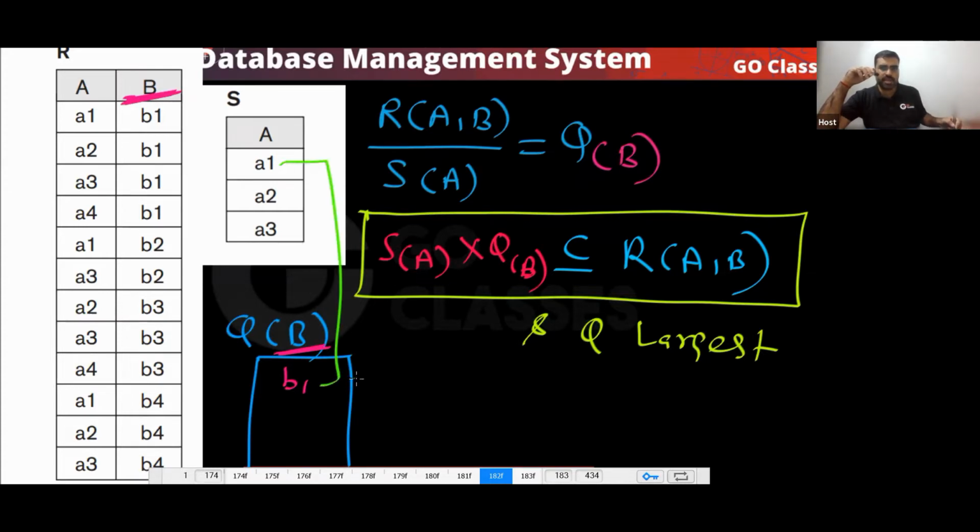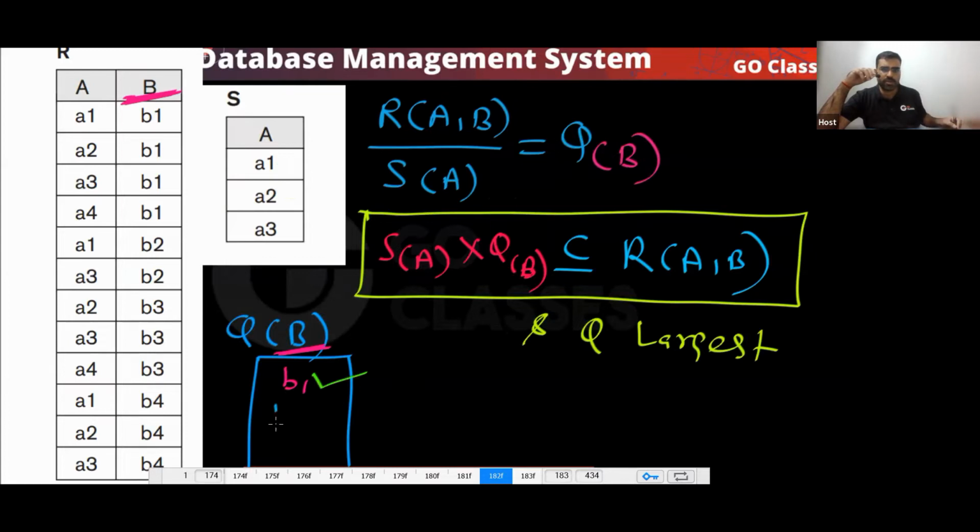So do this, A1, B1. Do we have A1, B1? Check this, S cross Q. Yes, we have A1, B1. Do you have A2, B1? Yes, we have. What about A3, B1? Yes, we have. So B1 I can put. Agree? Definitely I can put B1.